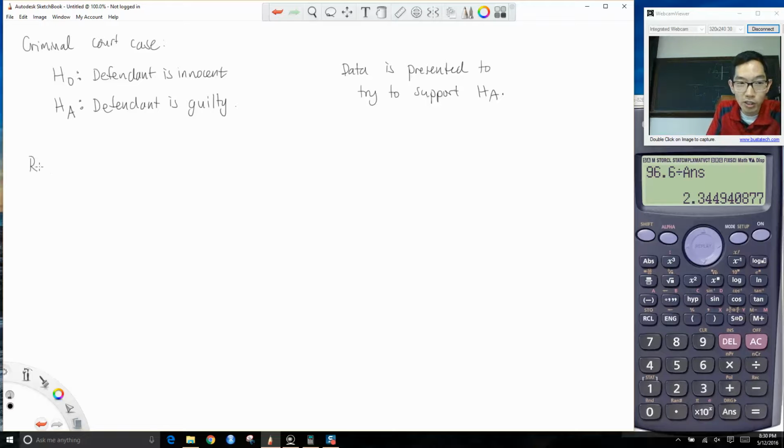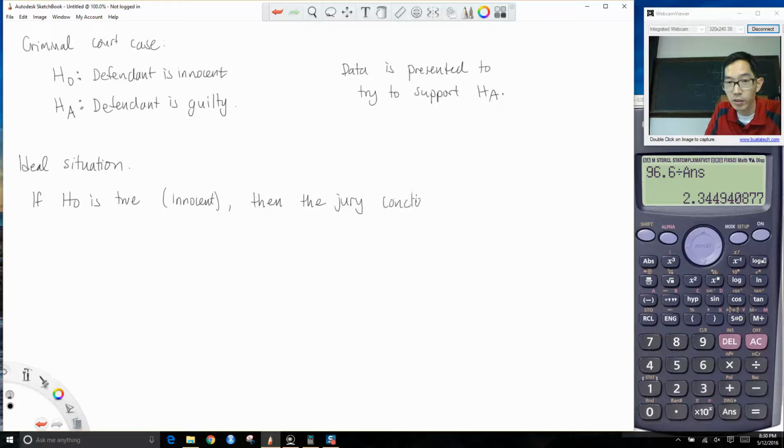Actually, let me back up. In the ideal situation, if the null hypothesis is true, meaning the person is innocent, then the jury concludes not guilty, which means the jury does not reject the null hypothesis.